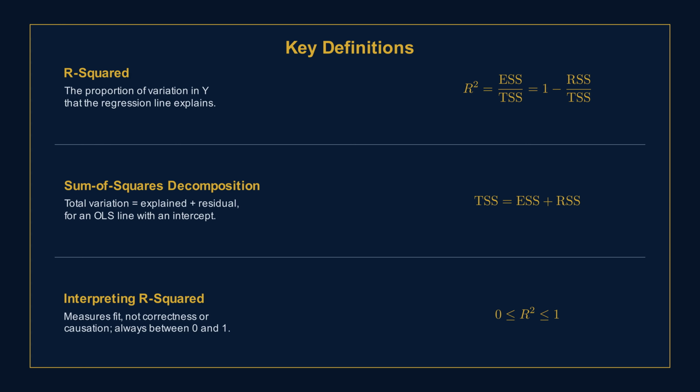We split the total variation in the outcome into the part that the line explains and the part that it doesn't, and R-squared is just the explained part as a fraction of the whole. It runs from 0 to 1, and it measures fit, not correctness. A high value means that the line tracks the data closely. It doesn't mean that the line is true or that one thing is causing another. That distinction ends up mattering a lot when we start using regressions to make claims about the real world.